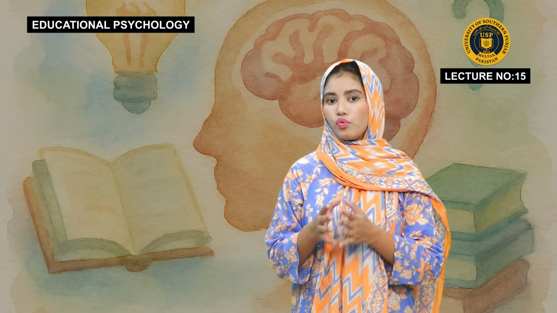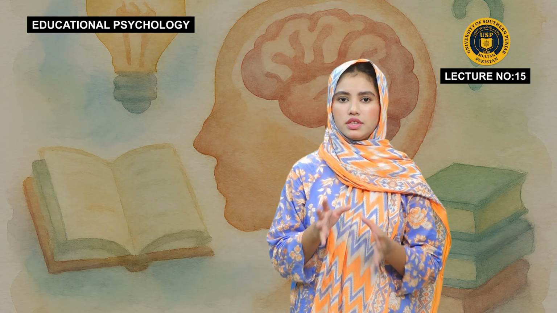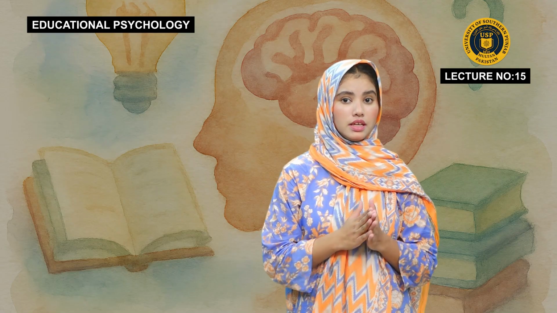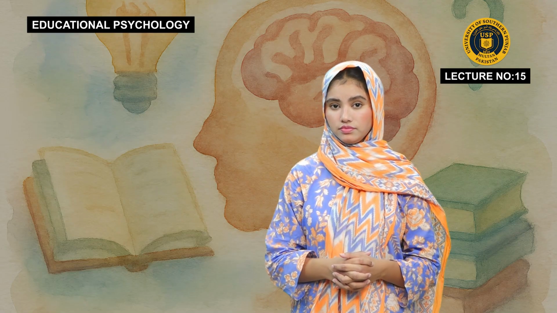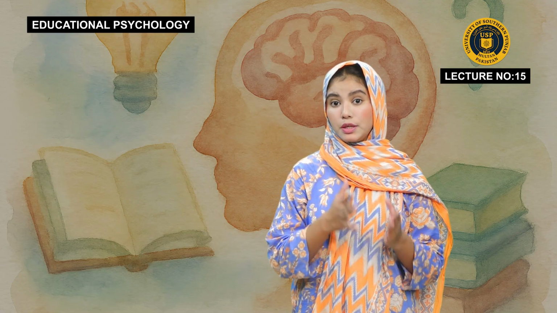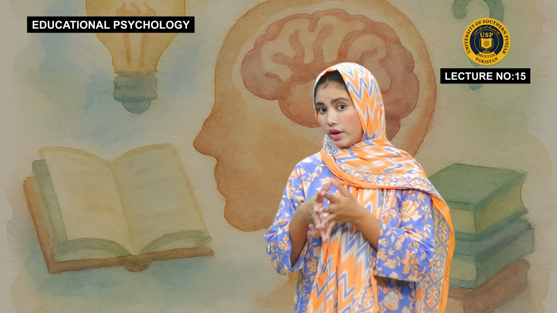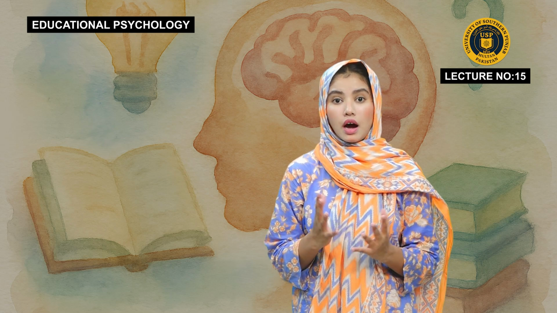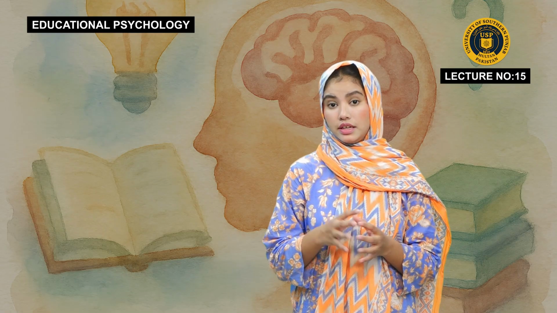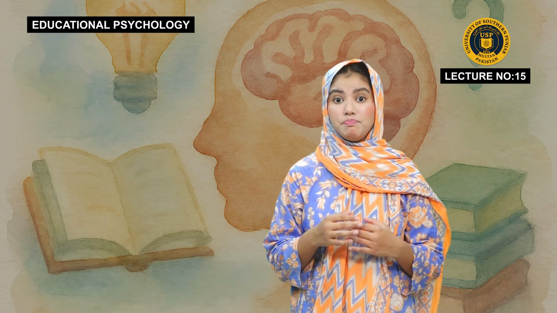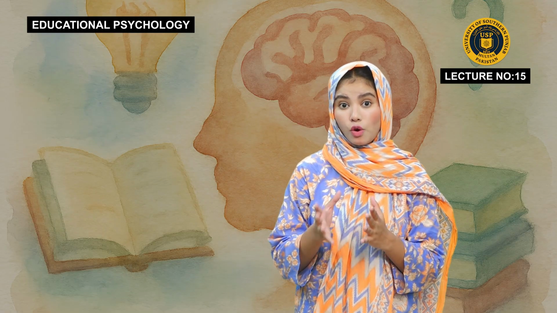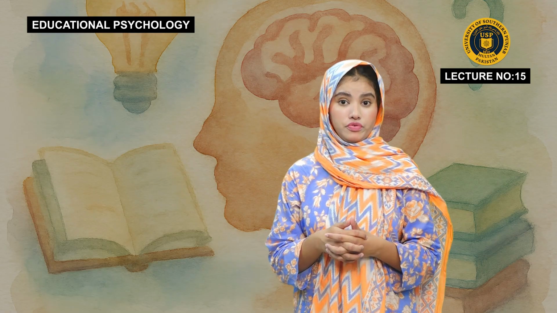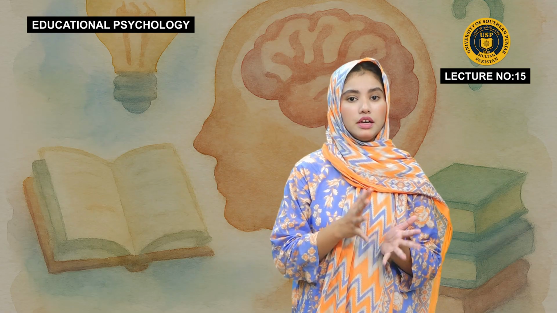From thinking to feeling, let's now understand how students develop socially, emotionally, and morally. Social, emotional, and moral development. In chapter number 4, we explored how students develop their sense of self, manage emotions, and form moral values, all of which shape behavior, relationships, and learning.